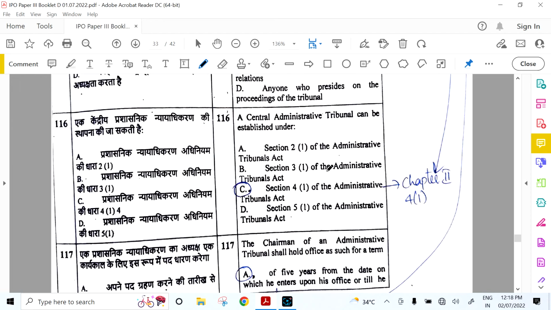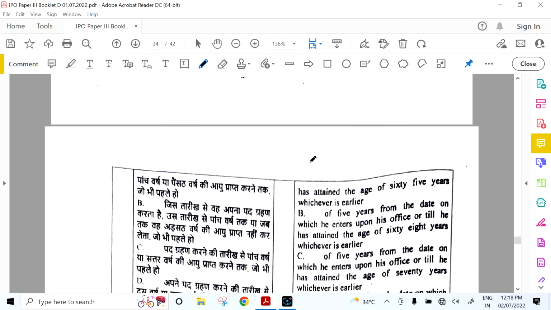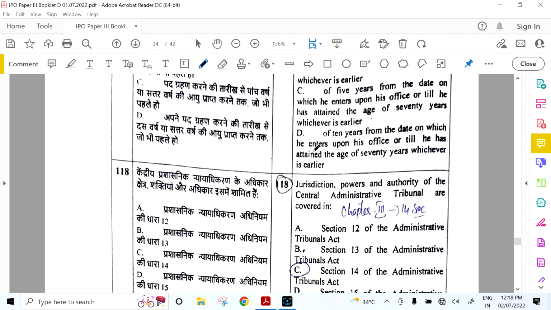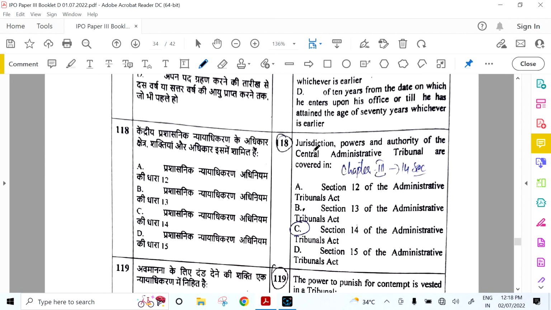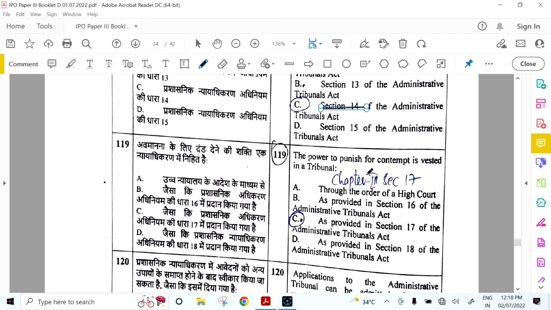The Central Administrative Tribunal can be established under Section 4 of the Administrative Tribunals Act. The Chairman of the Administrative Tribunal shall hold office for a term of 5 years from the date on which he enters upon his office or till he has attained the age of 65. The jurisdiction, powers and authority of CAT are covered in chapter 3, section 14, and the power to punish for contempt is vested in a tribunal as per section 17 of the Administrative Tribunals Act under chapter 3.